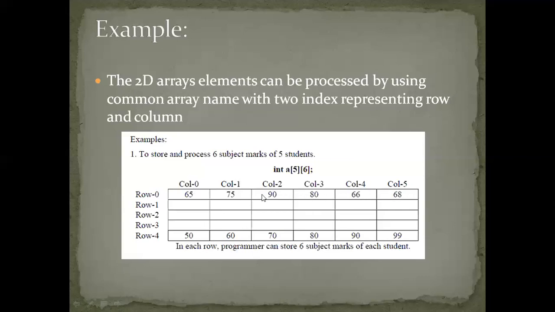Okay, so similarly for row 4 also, the fifth student has got the subject marks 50, 60, 70, 80, 90 and 99. So this two-dimensional array is used to store and process the student information. Here the student information is what? Subject marks. It depends upon how many students are there and how many subjects are there.